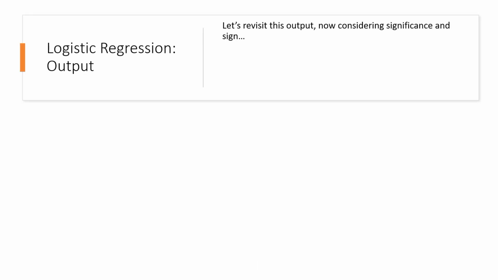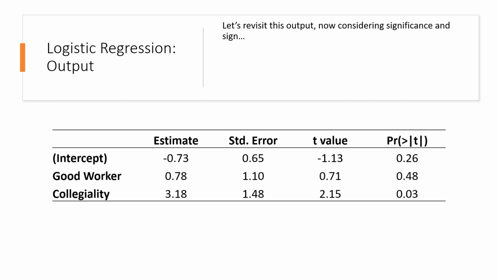Let's revisit the output now and solely consider significance and sign. So first, let's consider which variables we're even confident in our evidence for. And again, we start with the p-value here. I'm not really confident there's even a relationship between being a good worker or not a good worker and whether or not you turn in your work on time after accounting for collegiality. And it's important to include that caveat, after accounting for whatever other variables in the model, because that can have a very meaningful impact in the way in which we interpret our parameters.